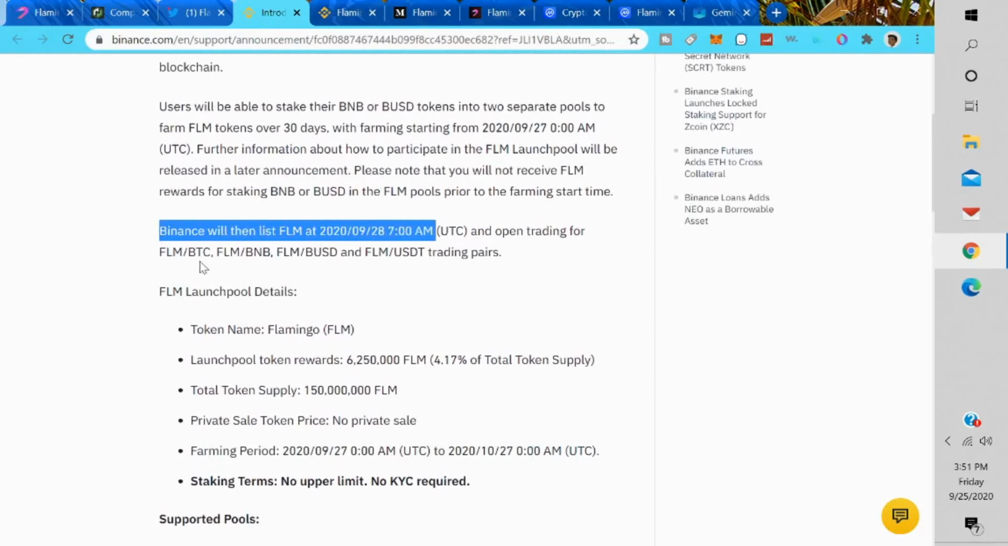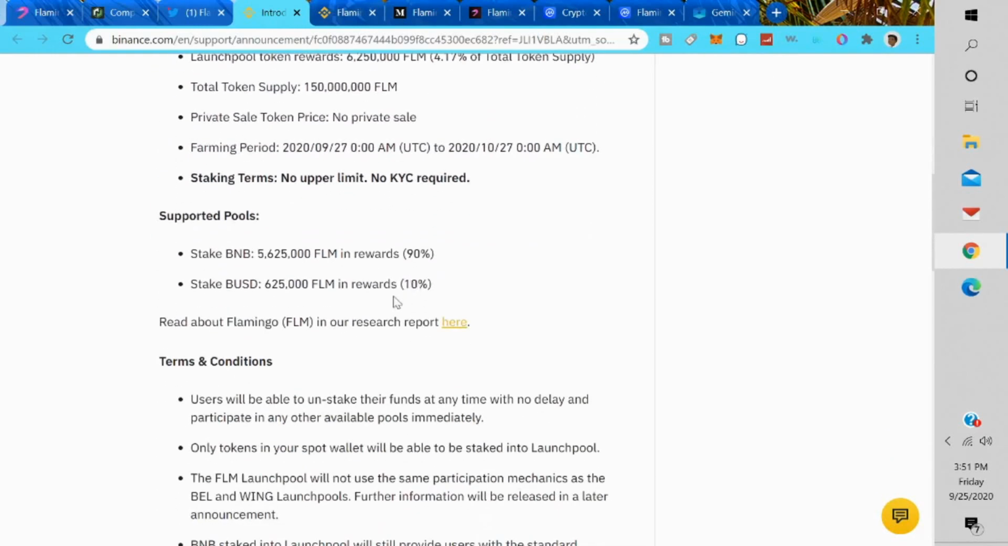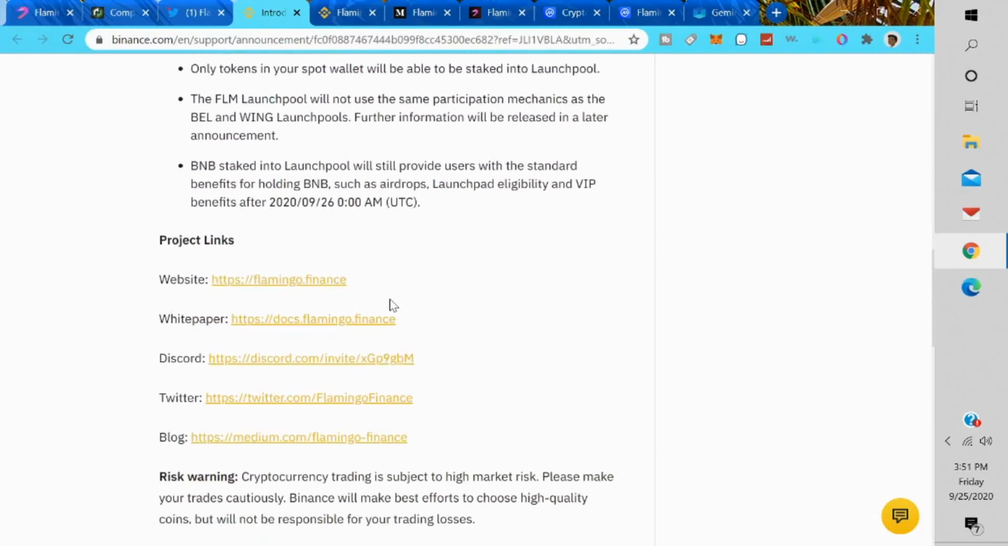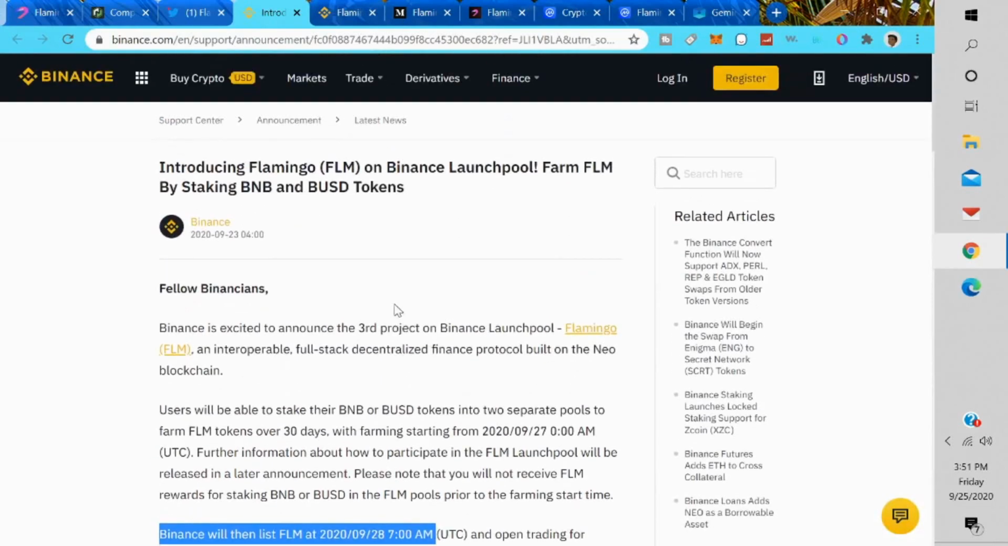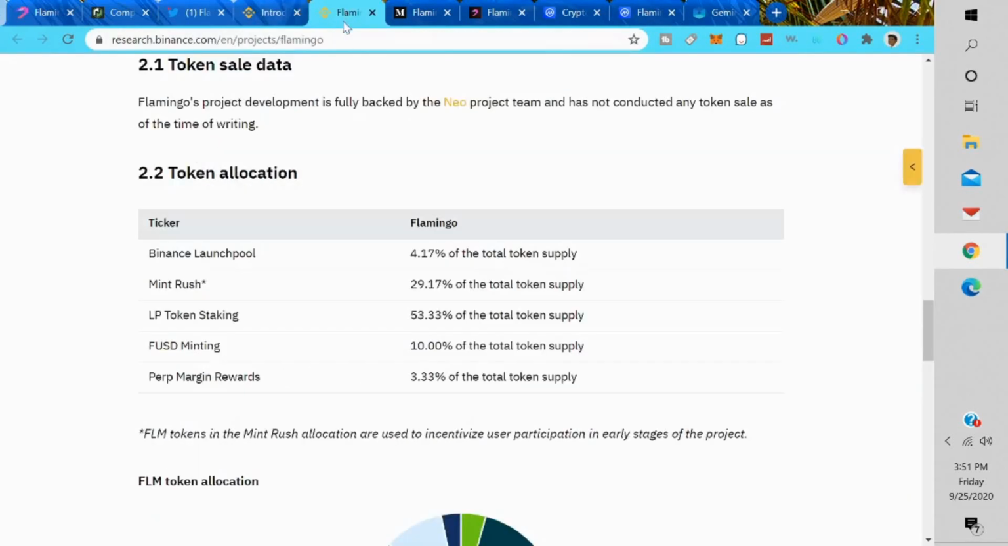With four trading pairs: BTC trading pair, BNB, BUSD, and USDT trading pairs. So that's important to note, that they are going to have that available so that people can go ahead and get into the Flamingo trading pair.